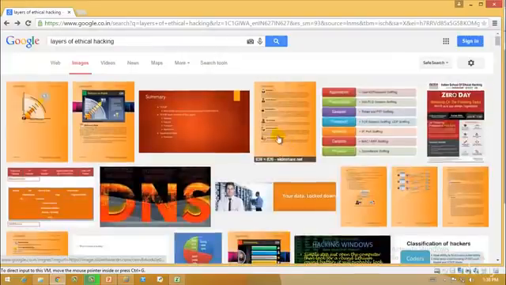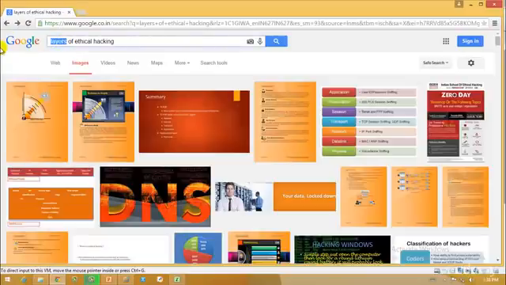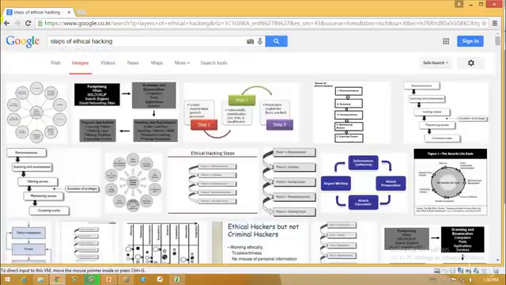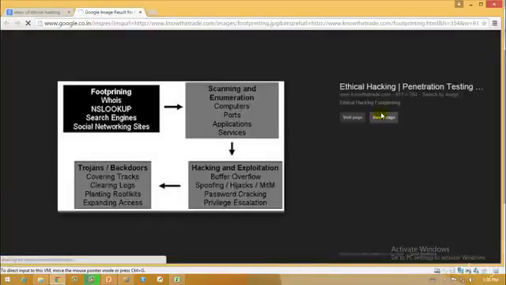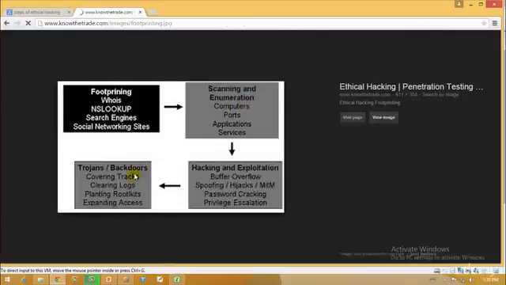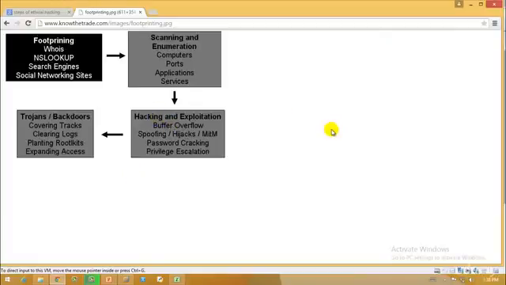Okay, so these are the things we'll go through once we go into detail on ethical hacking. The first we would be looking at today is footprinting: whois, nslookup, search engines, and social networking sites. After that, scanning and enumeration: computer ports, which ports are open and which are not, and what the application services are. Then trojans and backdoors, viruses, and finally hacking and exploitation. That would be buffer overflow, spoofing, or different types of attacks, which includes even DDoS. That is not shown here as of now, but these are the things I would be teaching you.